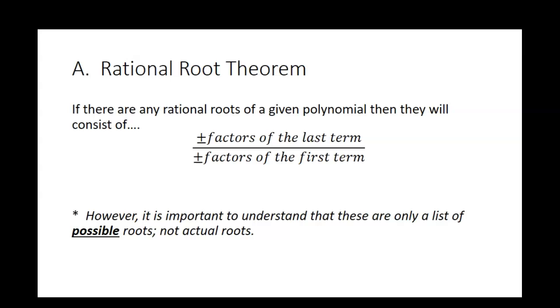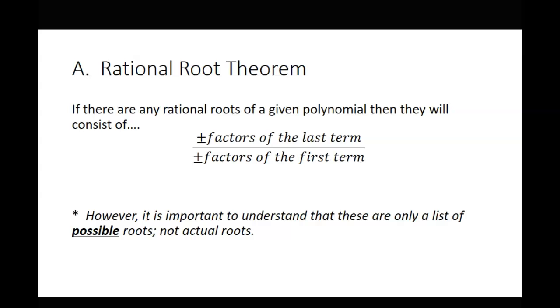So if there are any rational roots, that means fractions like a over b, or maybe just like 5, which is technically a fraction too, like 5 over 1. If there are any rational roots, meaning not square roots or imaginaries or weird things like that, then they will be plus and minus factors of the last term over plus and minus factors of the first term. However, it's important to understand these are only a list of possible roots. They are not the actual roots. But there's a way you can tell.